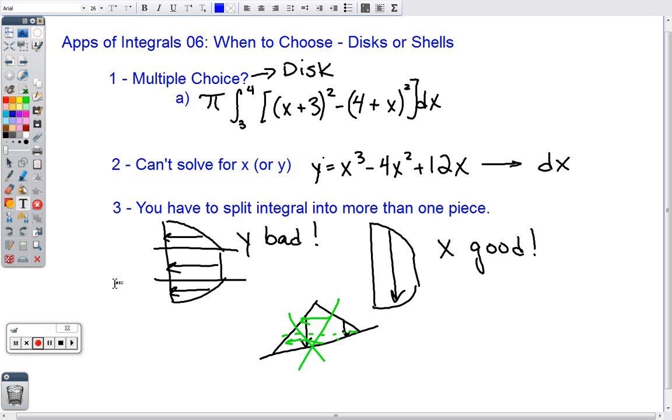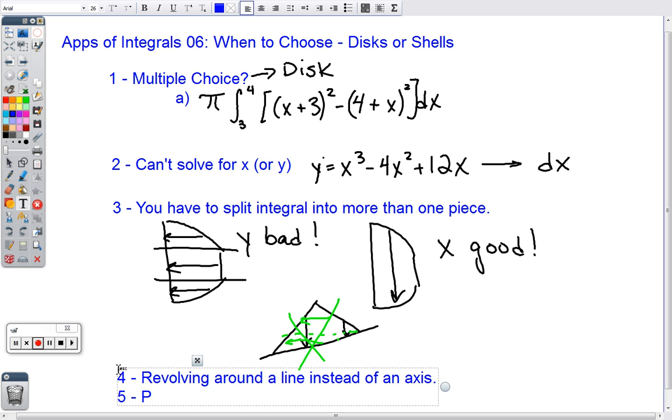Once you get past these 3 reasons, beyond that, revolving around a line instead of an axis, it may not actually be easier or harder to use one or the other. It may just be more convenient. Okay? The problem is already set up for you in one versus the other.